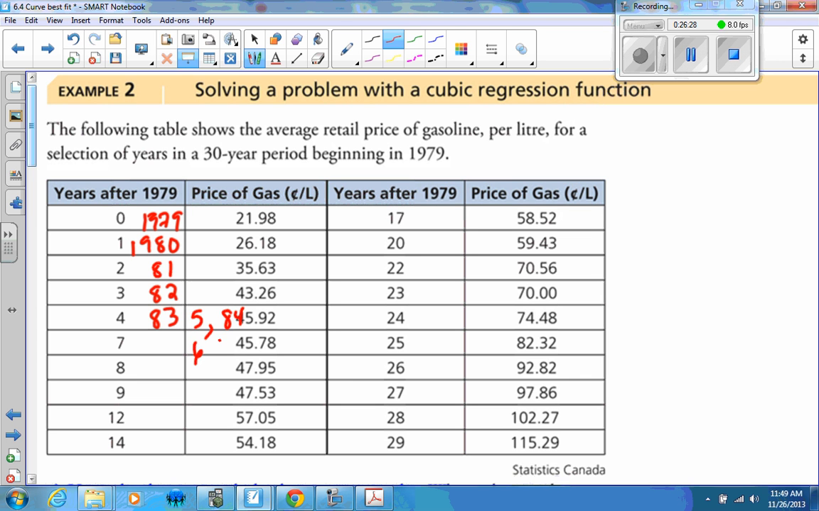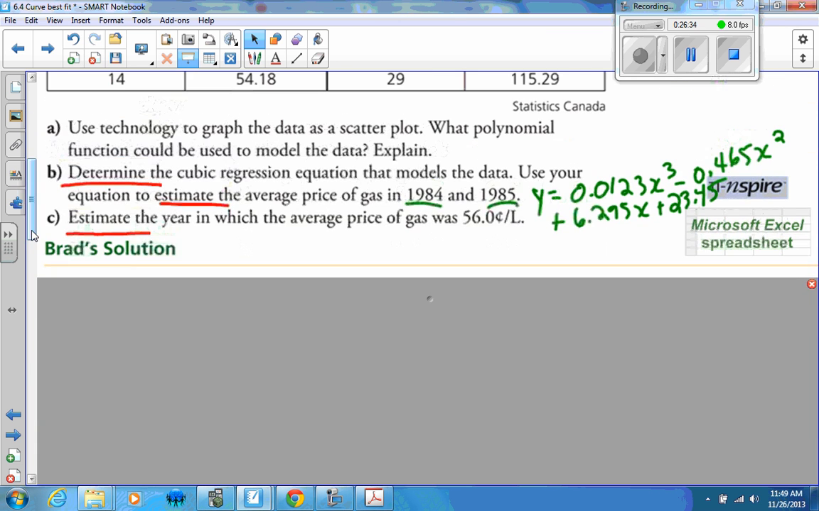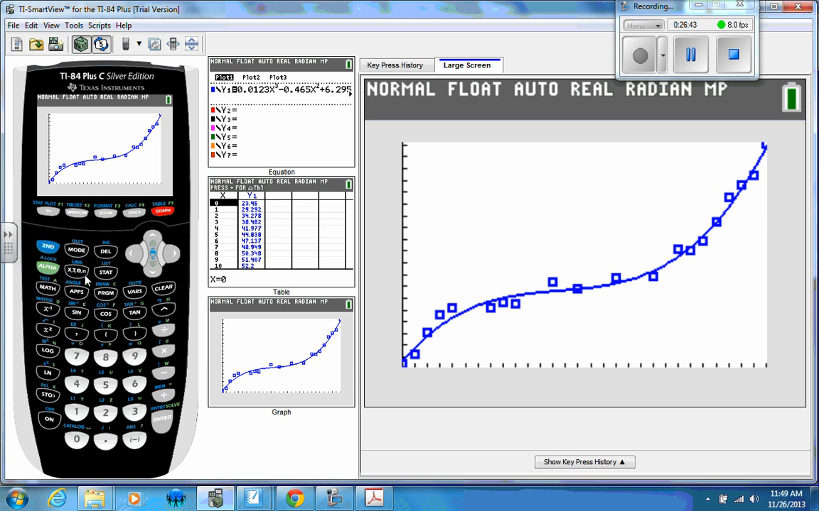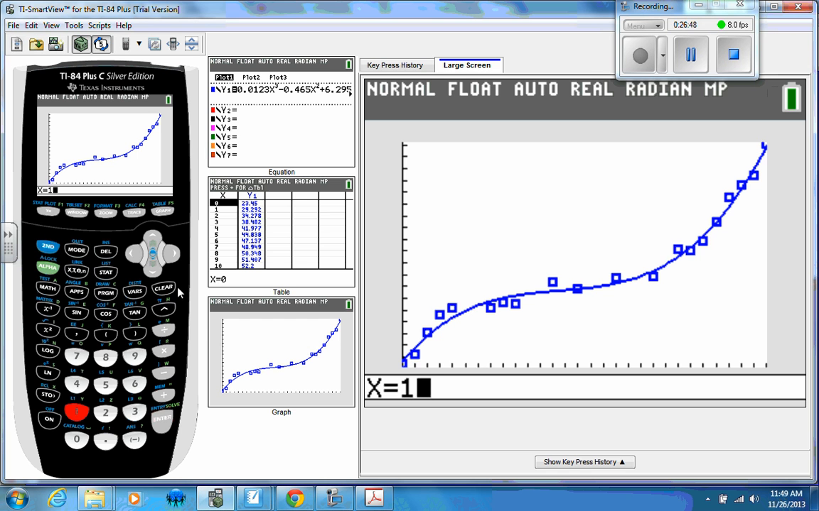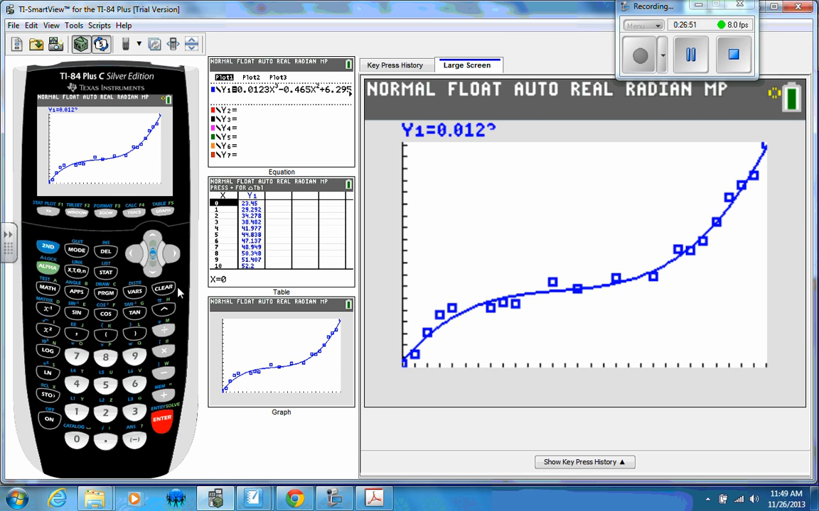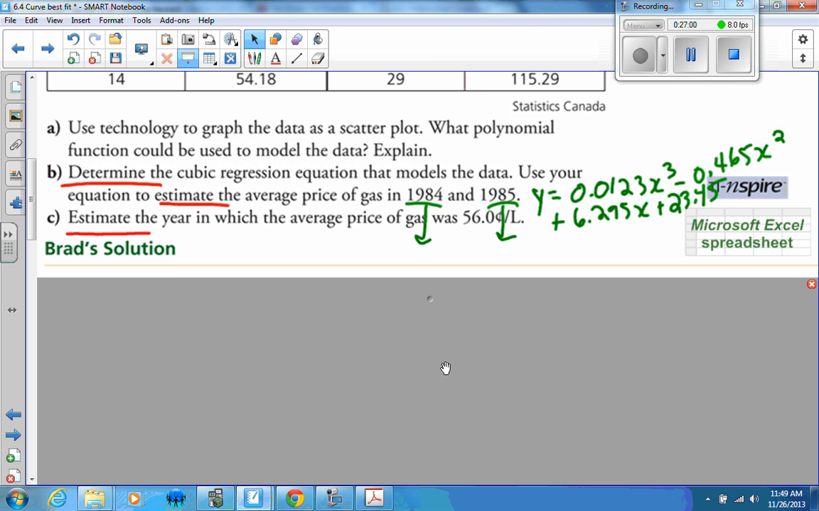So we're going to use a graphing calculator to predict the gas prices in 1984 and in 1985. So I'm going to go back to my graphing calculator, and I'm going to go to second function trace. That way I can find my value. I type in my value of 5, not 1985. And if I hit enter, the gas price is around 44.84 cents per liter. Okay, so I'm going to write that: 44.84 cents per liter.